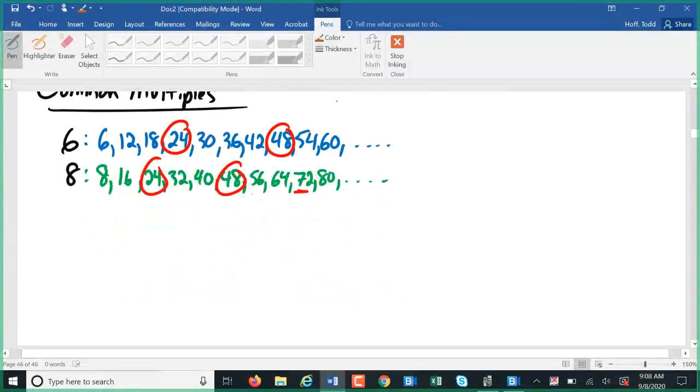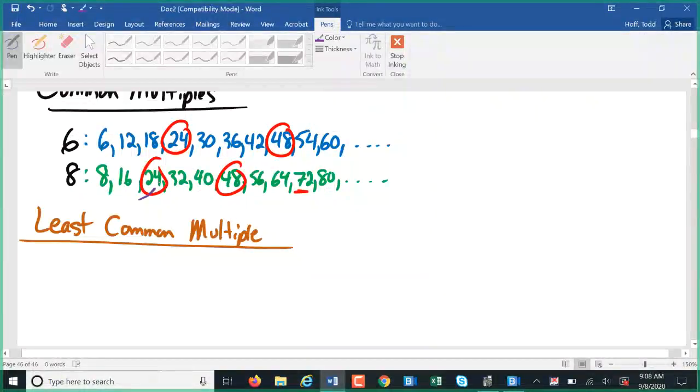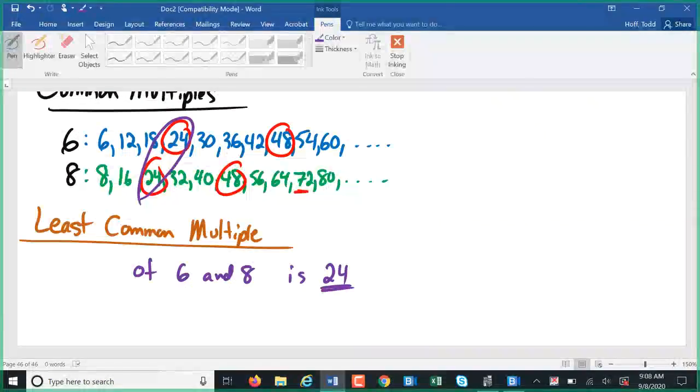What we're typically concerned with is something called the least common multiple. Least means the smallest. For the 6 and 8, the smallest one is 24. So the least common multiple of 6 and 8 is 24. That's the smallest number that both 6 and 8 divide. They're the smallest number that's divisible by both 6 and 8.